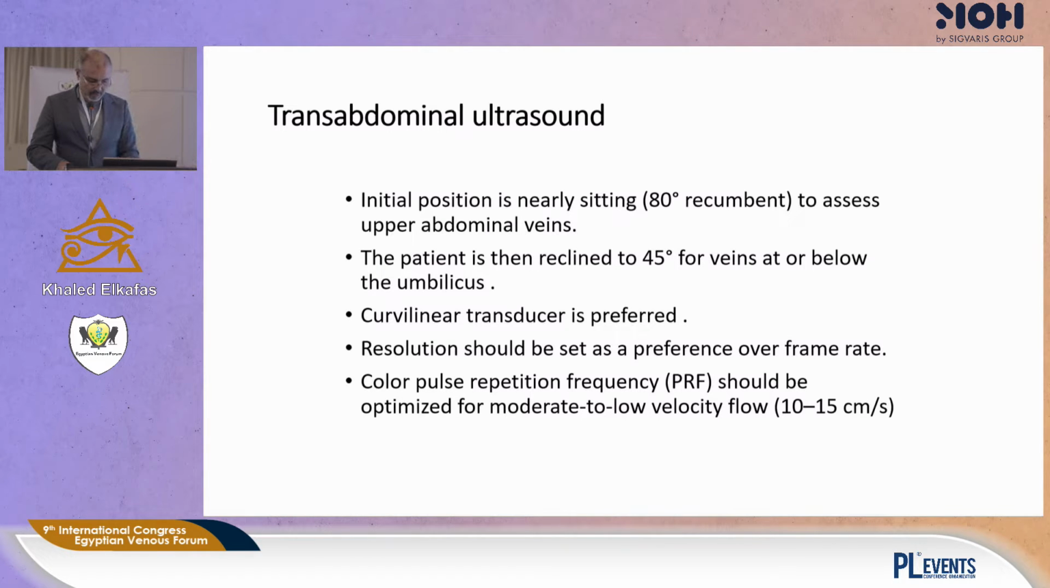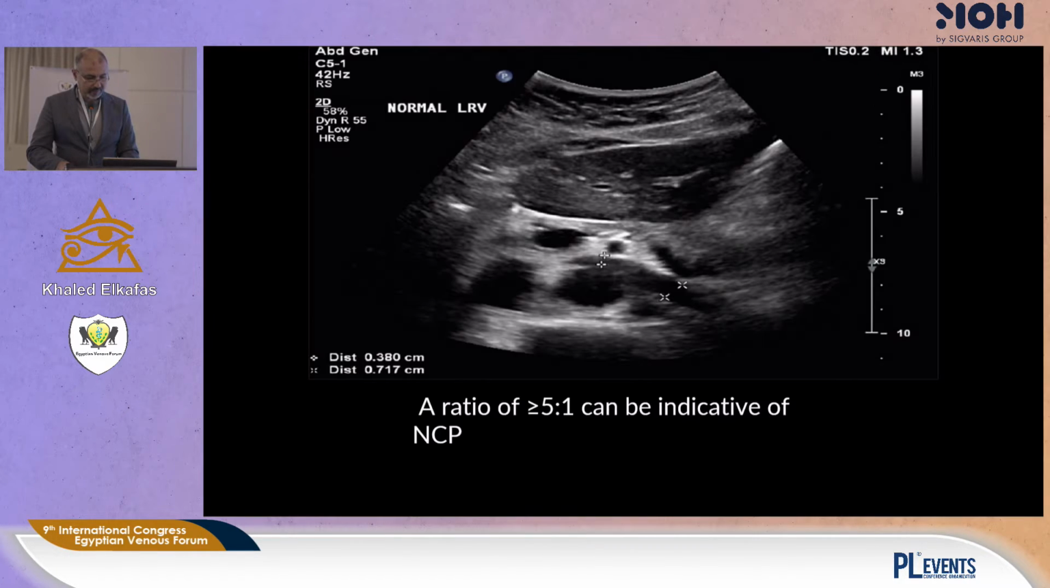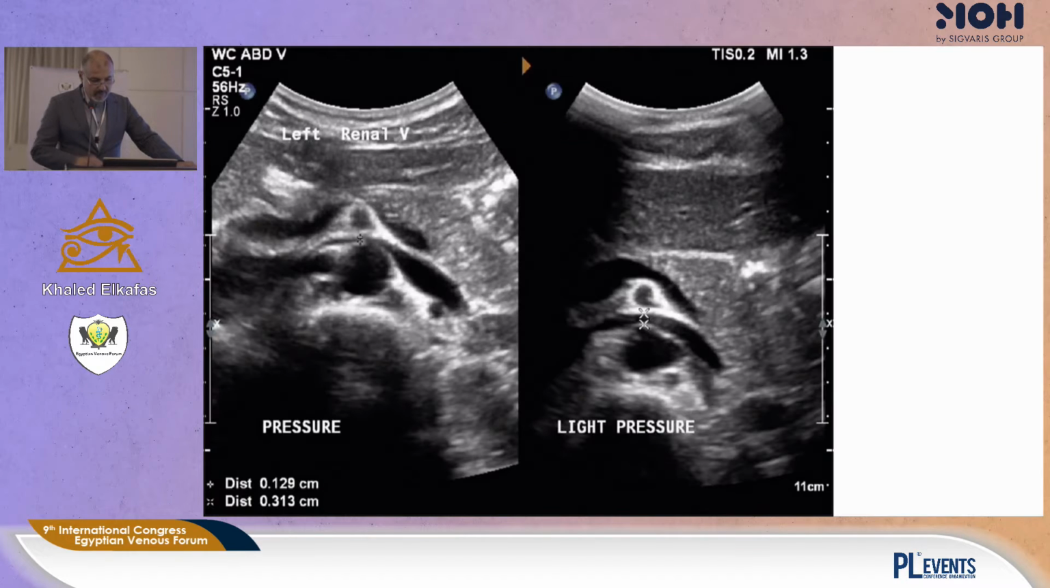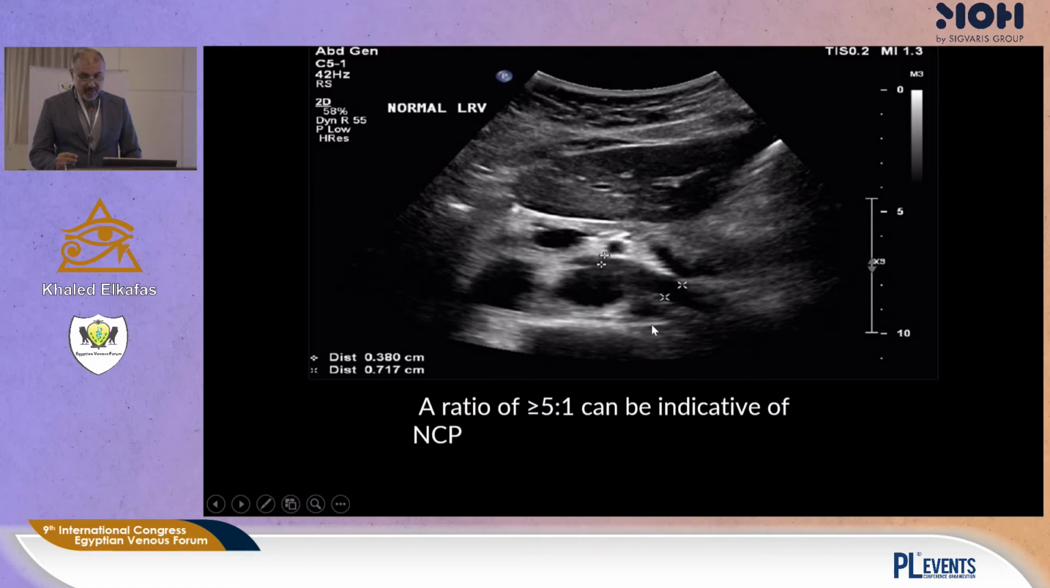Also, the same parameters we use in our examination. So the most important trick and tip, when we do the examination, we do not perform external compression by the probe. If we perform external compression, we have a pseudo nutcracker appearance. Here we are doing a compression. You can see here that the left renal vein appears narrowed, while with the right pressure, the caliber of the vein retains its normal pattern.